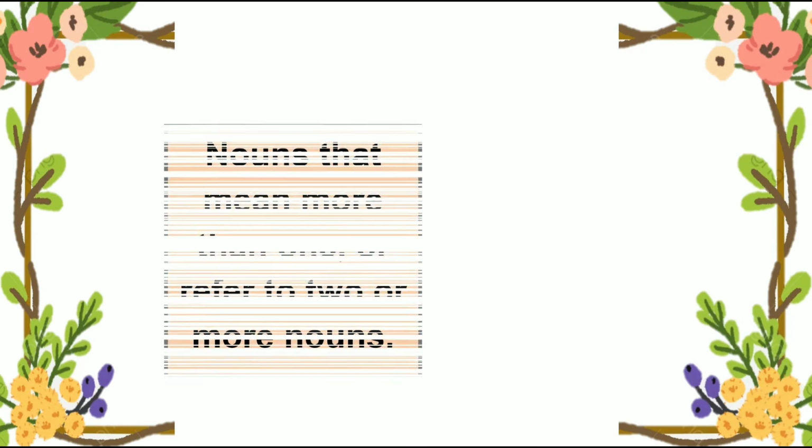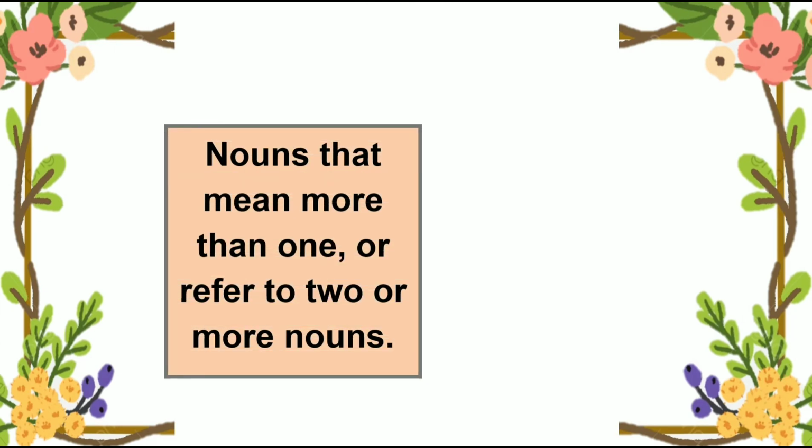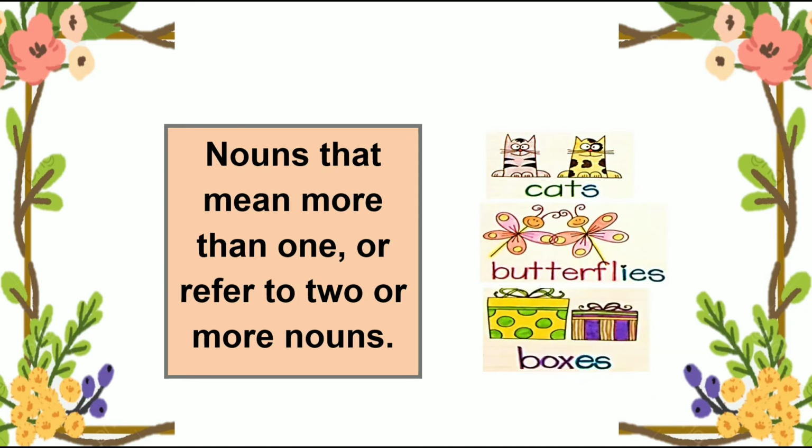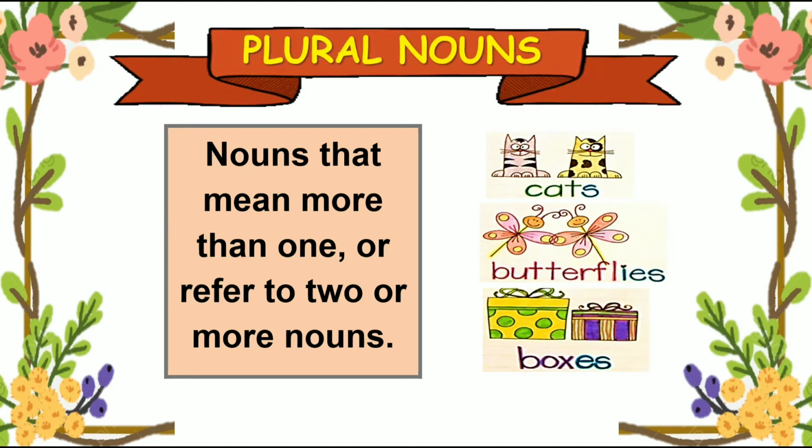But what if we use nouns that mean more than one? Or we say we want to talk about a noun that means 2 or more, like cats, butterflies, or boxes. So what kind of nouns are we going to use? Yes, we call that plural nouns. Plural nouns are the nouns from which we would refer to 2 or more nouns, just like the examples we have here. In these examples, you see 2 cats, 2 butterflies, and 2 boxes. Now, since these examples mean more than one, we call them plural nouns.